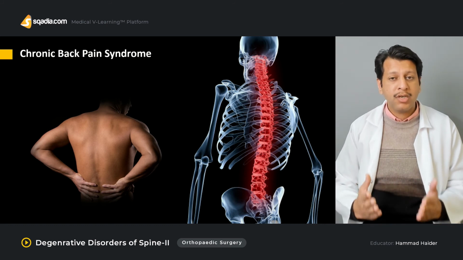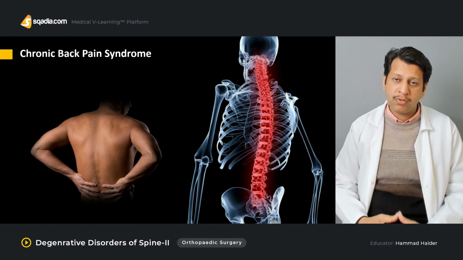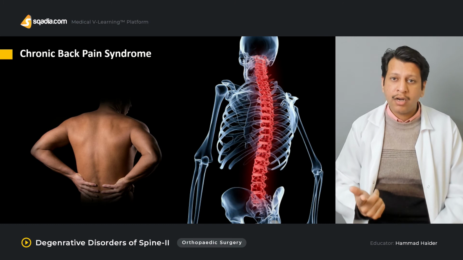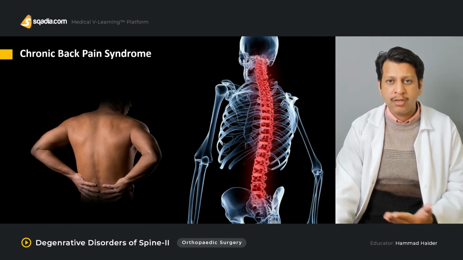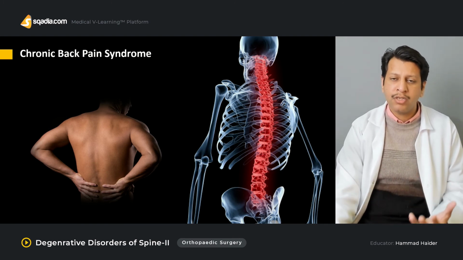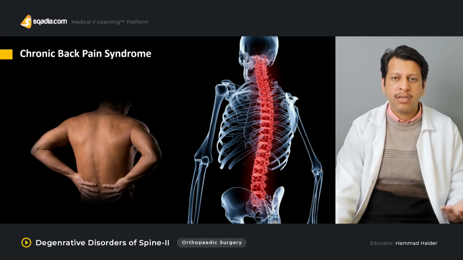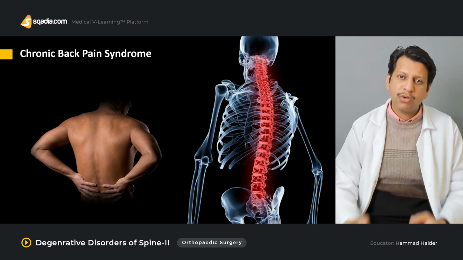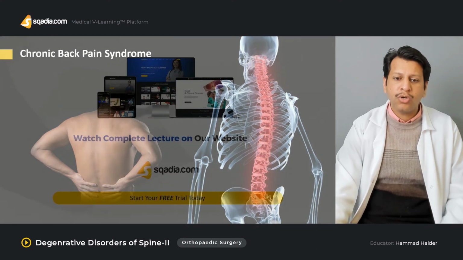and then what the treatment is. Treatment is always directed at the cause which is actually causing the chronic back pain syndrome. So you're not treating the chronic back pain syndrome, but you're treating the underlying cause. And this could be anything, right from infections up till metastatic disease, from spondylolisthesis, disc prolapse, disc herniation, or even instability as well. So depending upon what is actually causing the chronic back pain, the treatment is always directed at the cause.